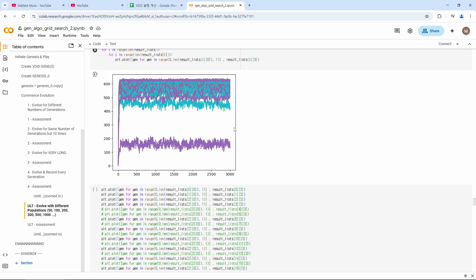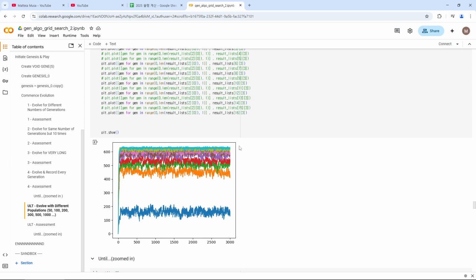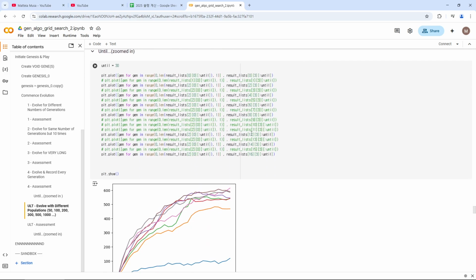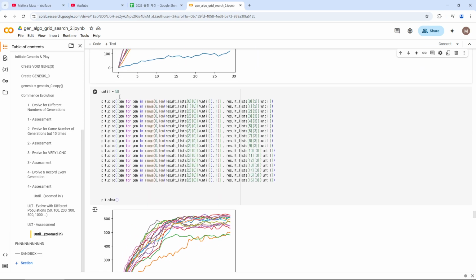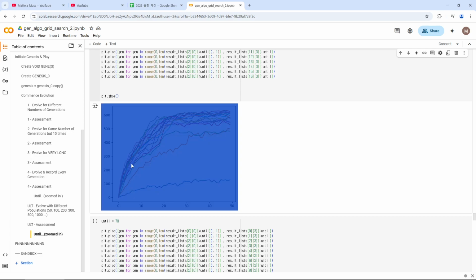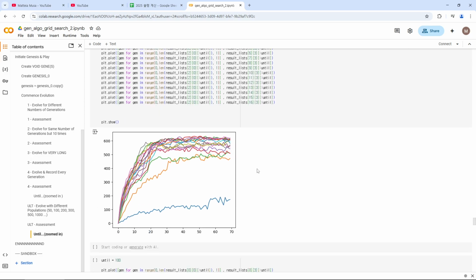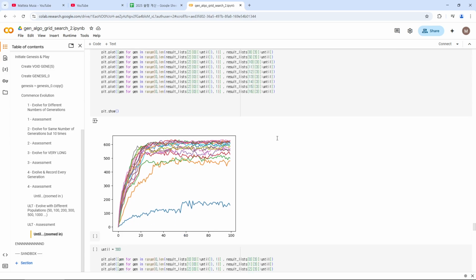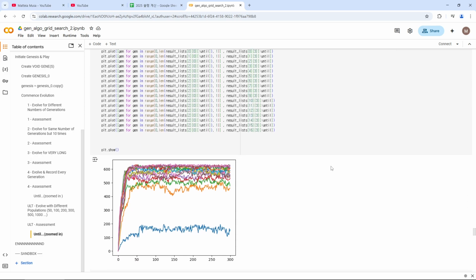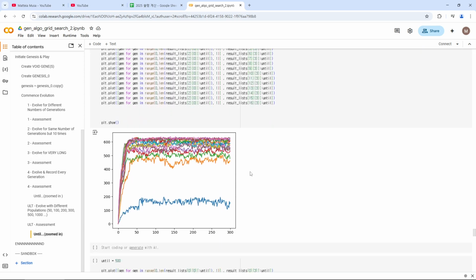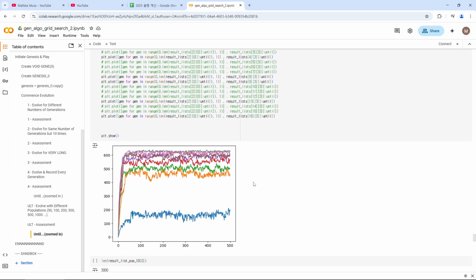And this is how it went, but this is very hard to decipher. And this is how it went. Sure, again, it's still very hard to decipher. This is what it looks like until generation 30. This is what it looks like until generation 50. This is what it looks like until generation 70. This is until 100, and then this is until 300, and this is until 500.